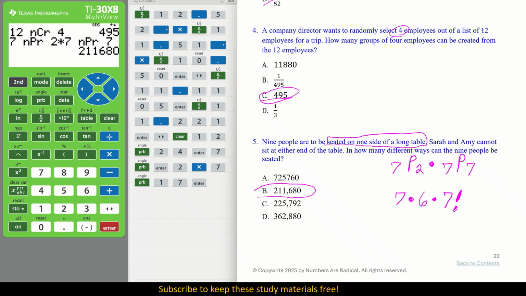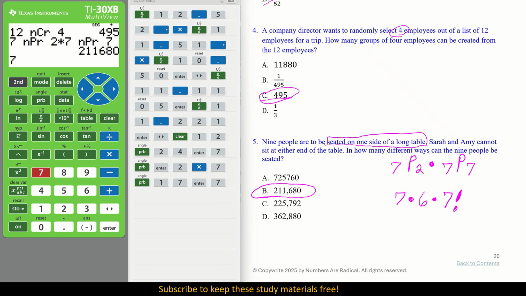Absolutely. Okay, so I'm going to go ahead and circle that. But let's go with this next way to deal with this. On one end, I have 7 possibilities. Now, I already placed somebody there. Now I have 6 people left to choose from. That's at the other end of the table. Remember, I have 9 seats total.